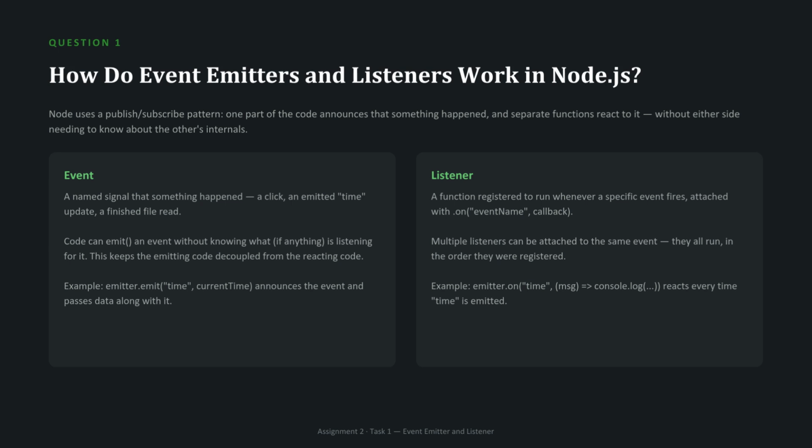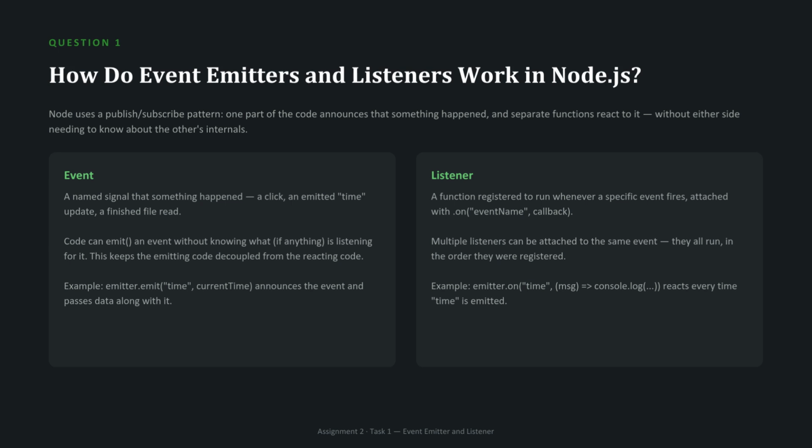So what is an event? An event is basically a named signal that something happened in a program. One part of the code can emit, or think of it as announce, an event without knowing what else is listening for it. An example from everyday JS: a button click in the browser is an event. Code listens for it and reacts. Node uses the same pattern internally for things like incoming HTTP request data.